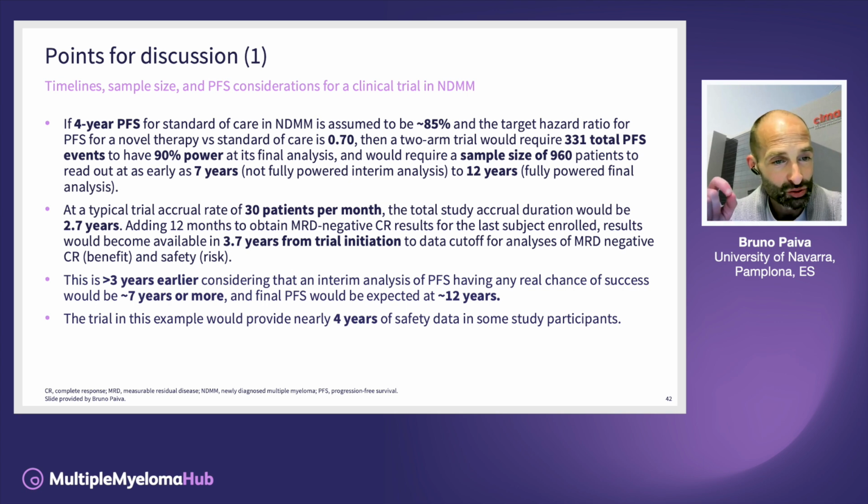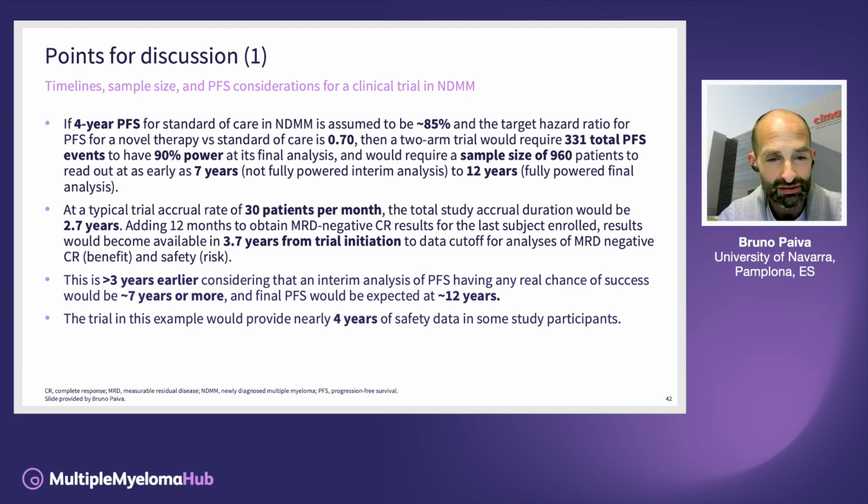Now, at a typical trial accrual rate of 30 patients per month, the study would take approximately 3 years for enrollment. This means approximately 4 years until you have the last patient being assessed for MRD after 12 months of therapy, meaning that the MRD endpoint would be available 4 years after trial initiation. This would be at least 3 years early, if not 7, before the PFS readout.